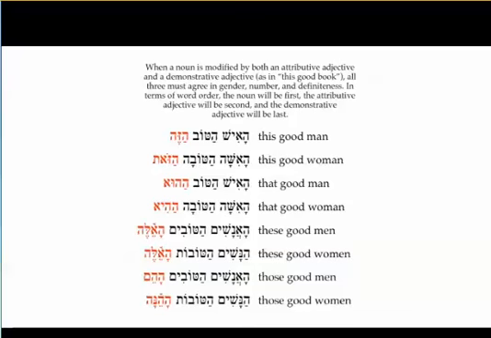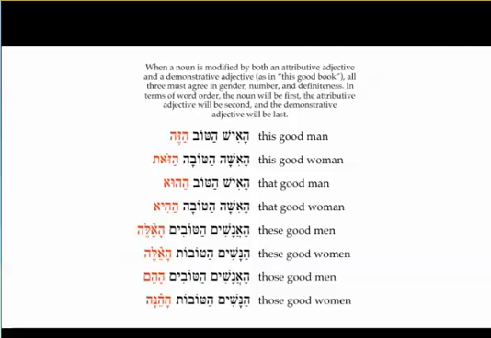Ha'ish hatov hazeh. This construction is translated, this good man. The noun ish is masculine, singular, and definite. The adjective tov is masculine, singular, and definite. The demonstrative zeh is masculine, singular, and definite. Because each of them exist as masculine, singular, definite forms, they all agree in gender and number and definiteness. So you translate them all attributively, this good man.